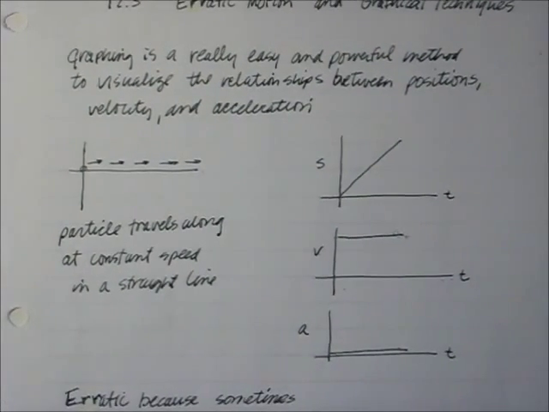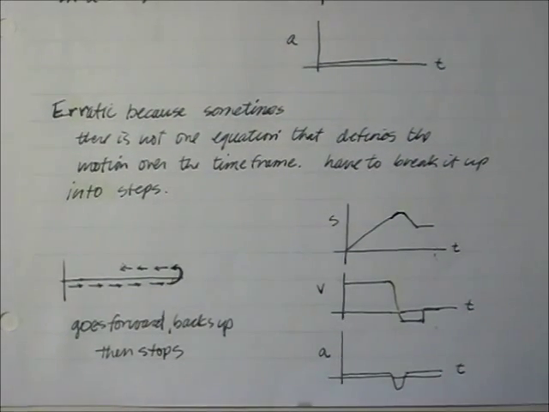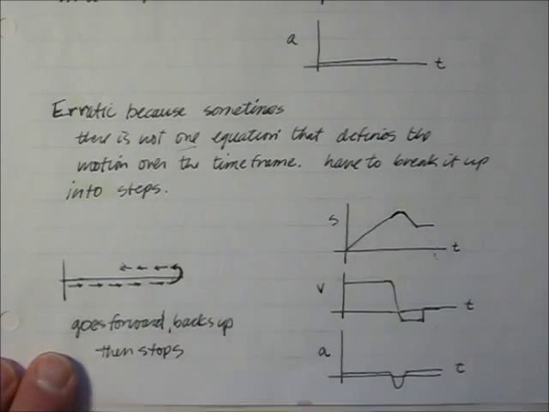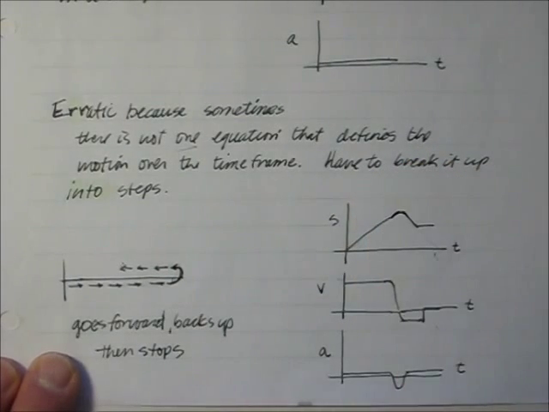The concept gets very powerful when we have erratic motion. And erratic motion is defined as when a single equation does not appropriately define the motion over the time frame that we're considering. So if there's not one equation that defines the motion, then that means we have to break it up into pieces, and a graph is an easy way of doing that.